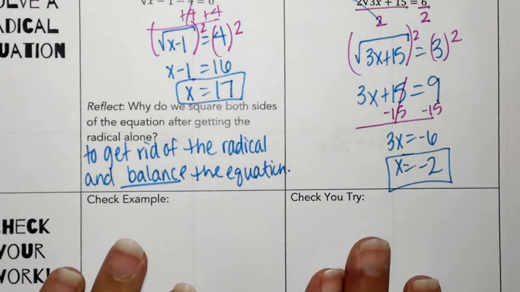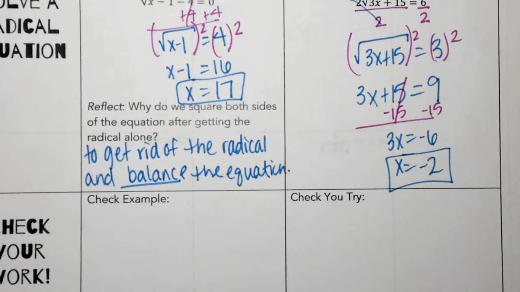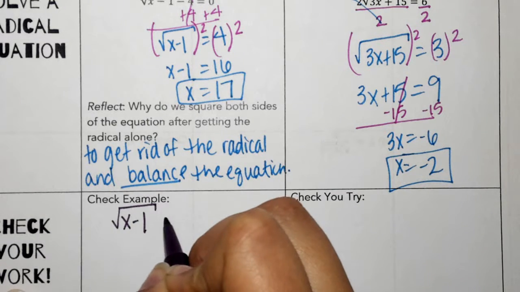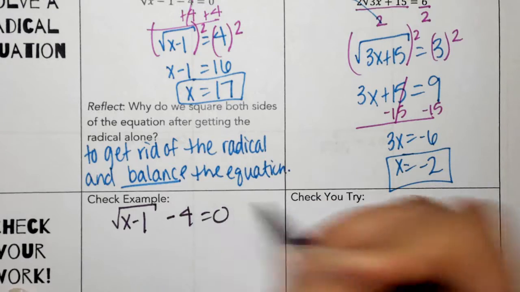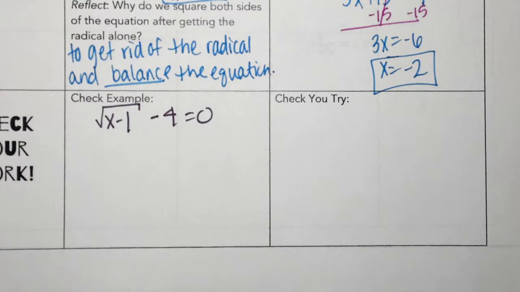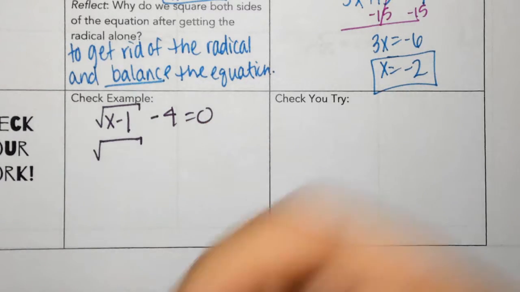Now, what we're going to do on the bottom is plug our x values back into the original and make sure it works and is not an extraneous solution. What was our answer for our example? Alright, so we have the square root of x minus 1, minus 4 equal to 0. Please notice that my 4 is not under the radical, so your 4 should not be under the radical. Alright, so what did x equal? 17. So we're going to plug 17 in for x.